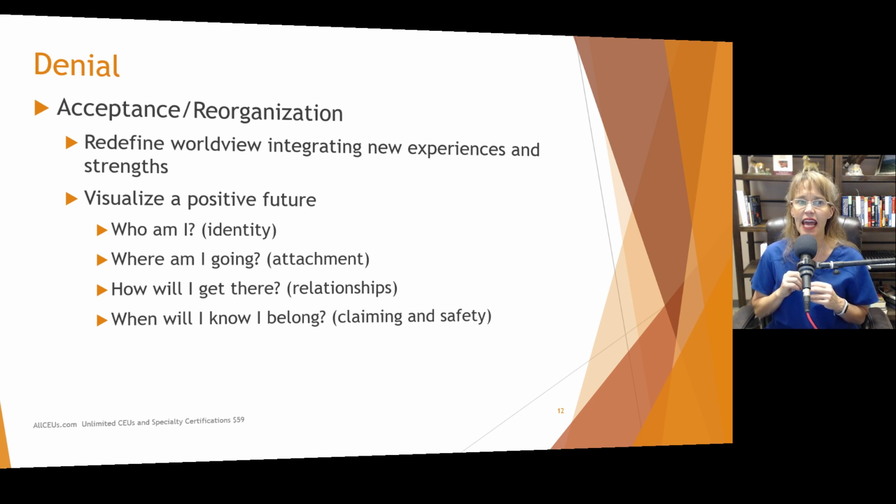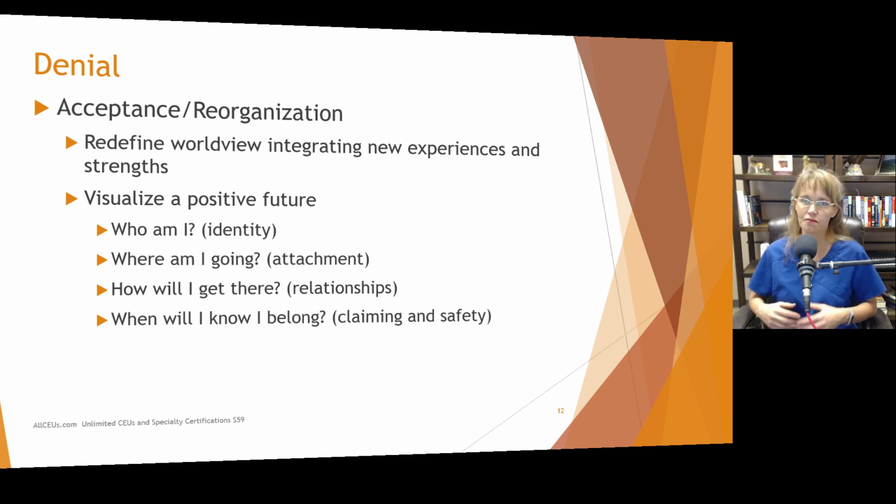Have them visualize a positive future. Who am I? Now that this has happened, who am I? How does it affect me? Where am I going? What am I attached to? Who am I attached to? Who are my friends? How will I get there? What strengths, what resources do I have to help me along my journey to this new definition of a rich and meaningful life? And when will I know that I belong? When will I feel safe and be able to claim what is going on and go, okay, this is okay. This is a rich and meaningful life.